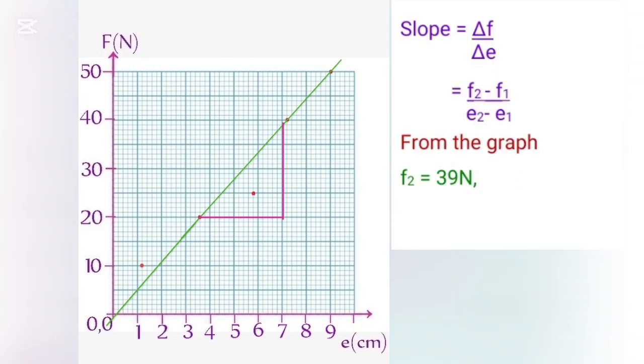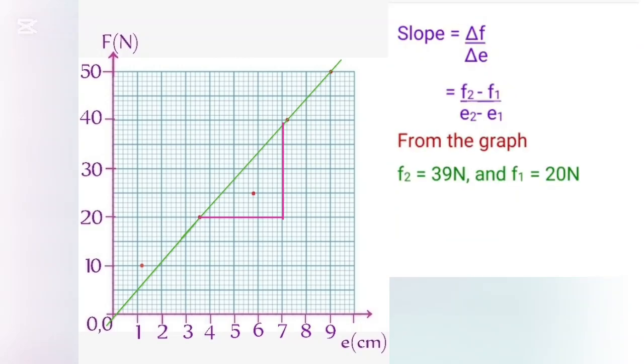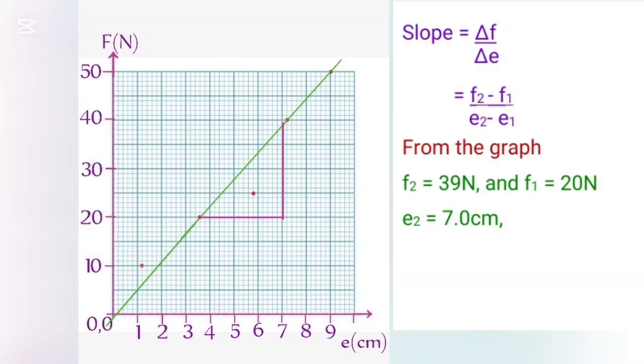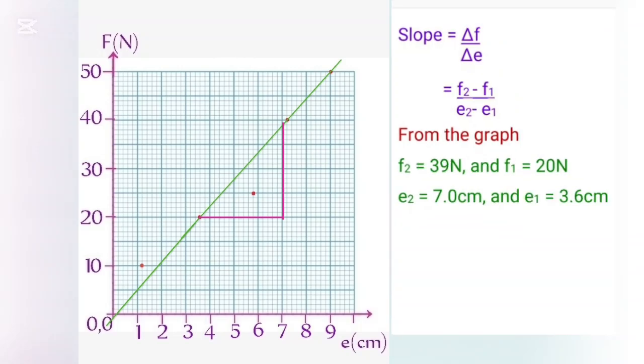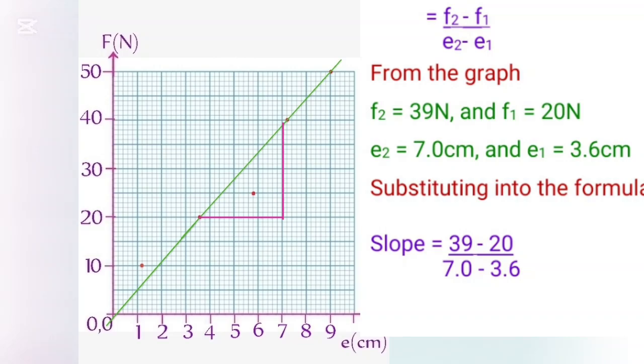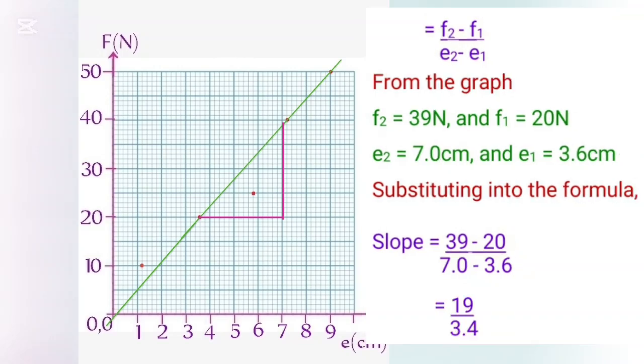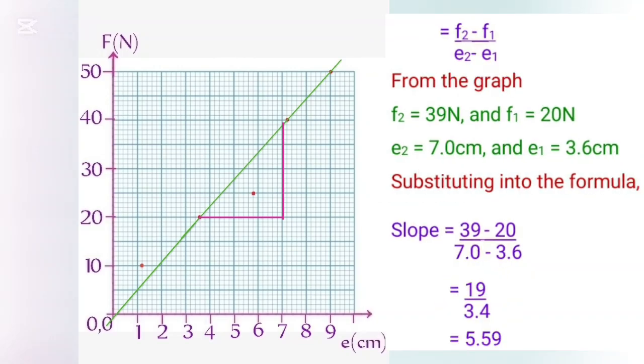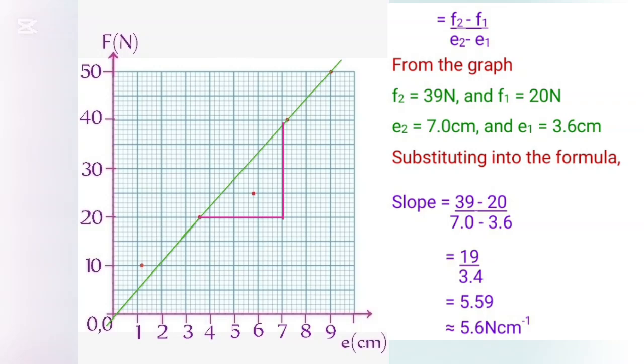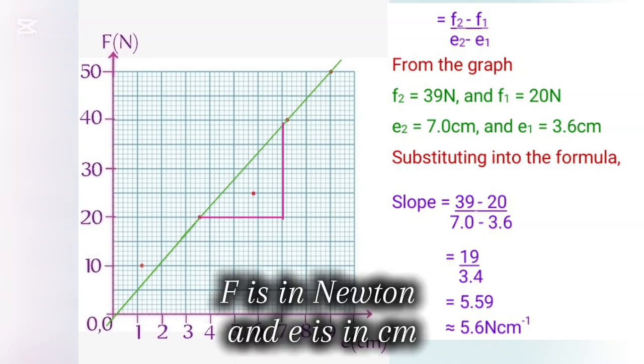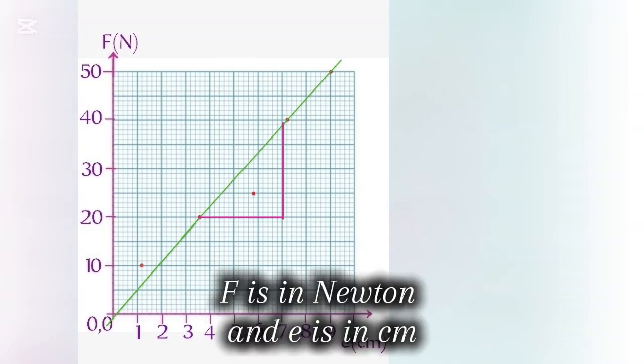From the graph, F2 is 39 Newton and F1 is equal to 20 Newton. E2 is equal to 7.0 centimeter and E1 is equal to 3.6 centimeter. Substituting into the formula, slope is equal to 39 minus 20 divided by 7.0 minus 3.6. That will give us 19 divided by 3.4 equal to 5.56, approximately 5.6 Newton per centimeter, since F is in Newton and E is in centimeter.